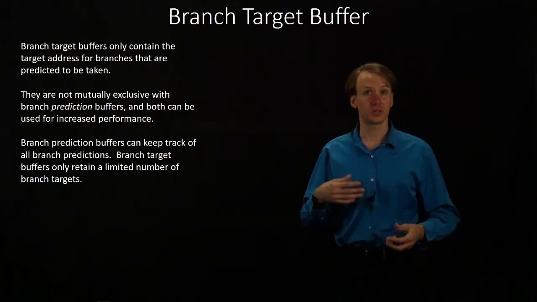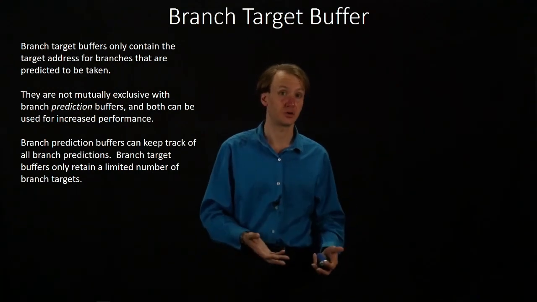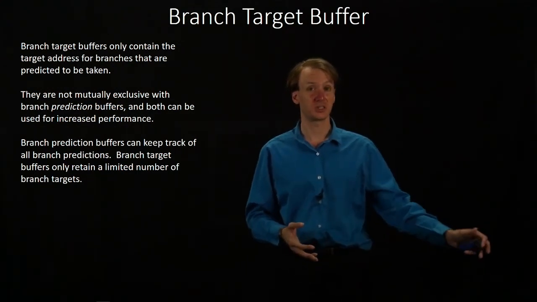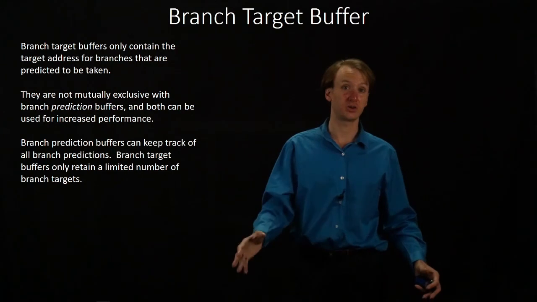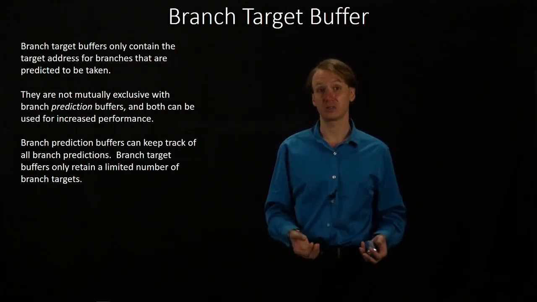So our branch target buffers are not going to be mutually exclusive with branch prediction buffers. We'll be able to have a branch prediction system working alongside a branch target buffer. And in general, we want to use both of those systems to maximize our performance.